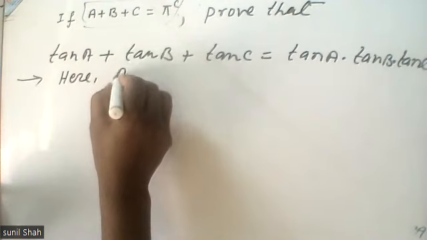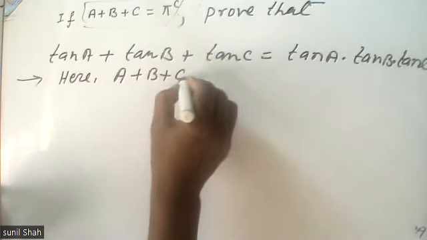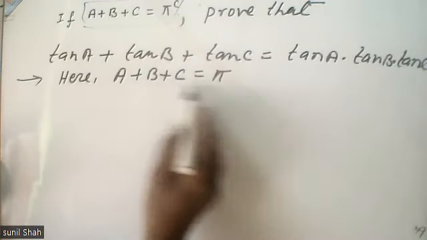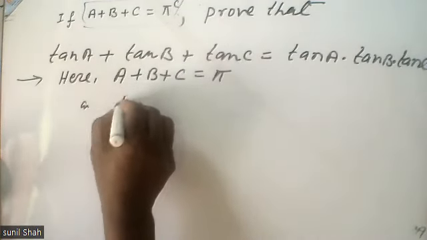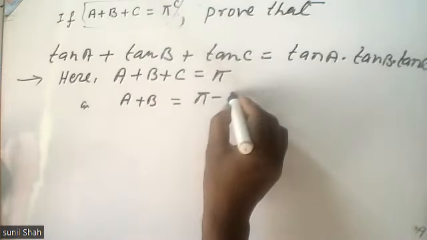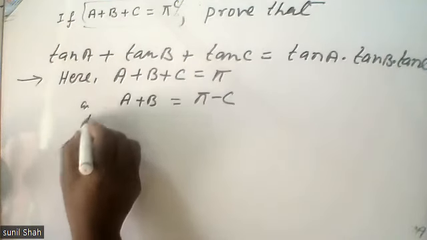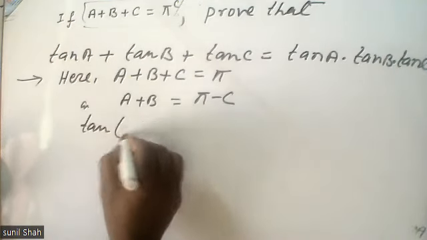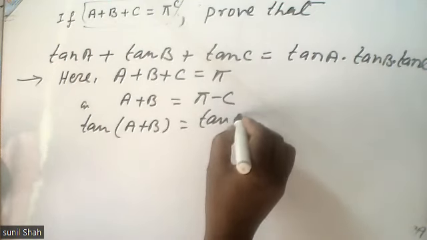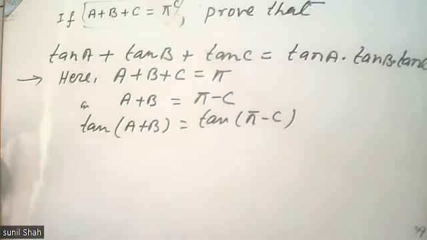Here A plus B plus C is equal to pi. In terms of tan and cot, we start with this. Take any two of these three to the left side, and the third one to the right side, taking tan on both sides. So tan(A plus B) is equal to tan(pi minus C).